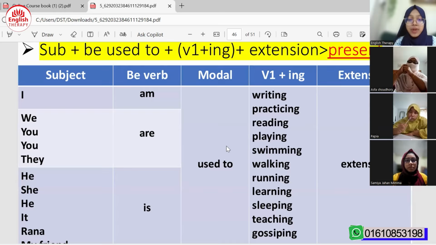My friend is used to practicing. আমার বন্ধু চর্চা করতে অভ্যস্ত. Okay? Both Bangla meanings are the same.